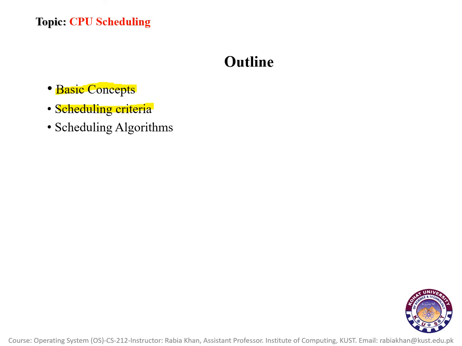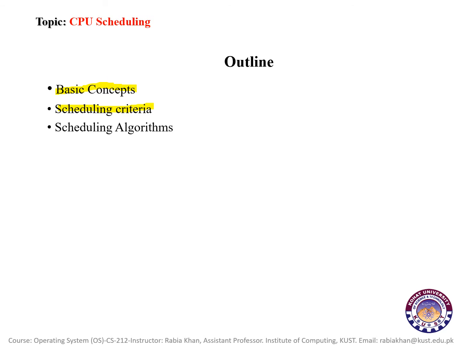The second criterion was throughput. Throughput is the number of processes that complete execution in a defined unit of time. So the more processes are getting completed in a defined unit of time, the better your system performance is considered. So throughput should be maximum.